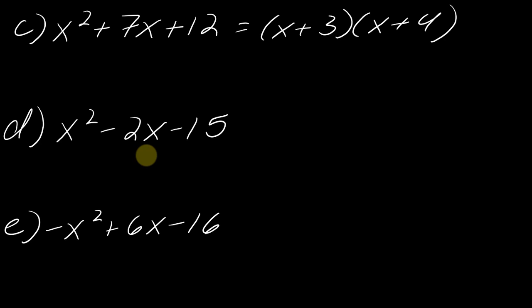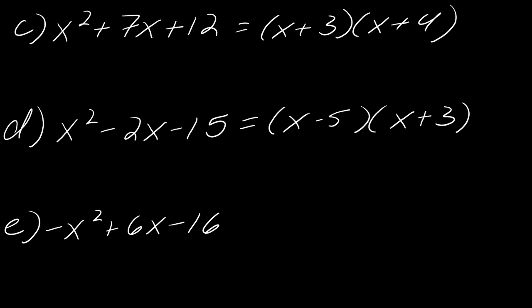So now I've got x squared minus 2x minus 15. For that one, I need 2 numbers that multiply to negative 15 but add to negative 2. That's going to be x minus 5 and x plus 3. Again, if I check this, negative 5 times 3 gives me negative 15, and negative 5x plus 3x gives me negative 2x.